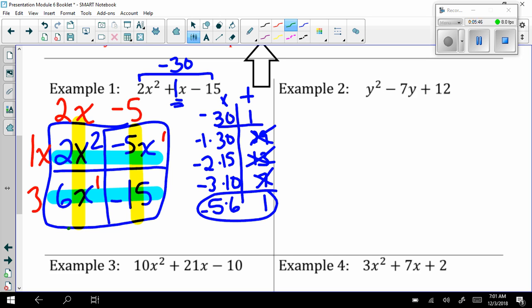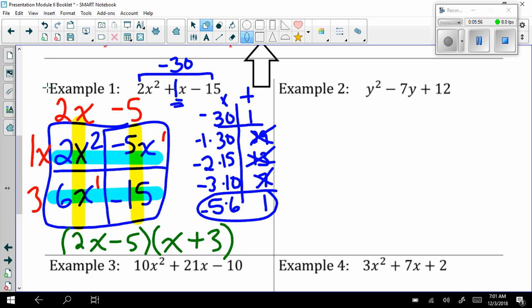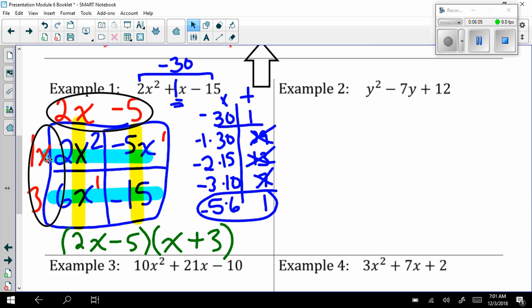Fix it. Now I'm going to write my answer as the product of two binomials. Does not matter which one I put first, but remember, it's coming from here. This right here is one of your terms, and this right here is the other. One of your factors and the other factor. That's where I'm getting the 2x minus 5 and the x plus 3.